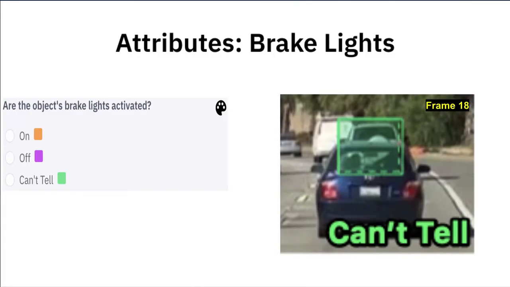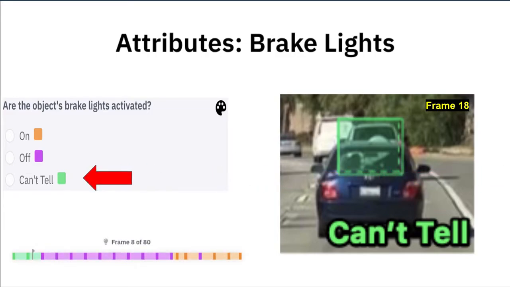When we can't make out the brake lights because of occlusion or any other reason, we can't tell, we select can't tell. That's going to turn the cuboid green. It's also going to turn the frame green on the frame bar.